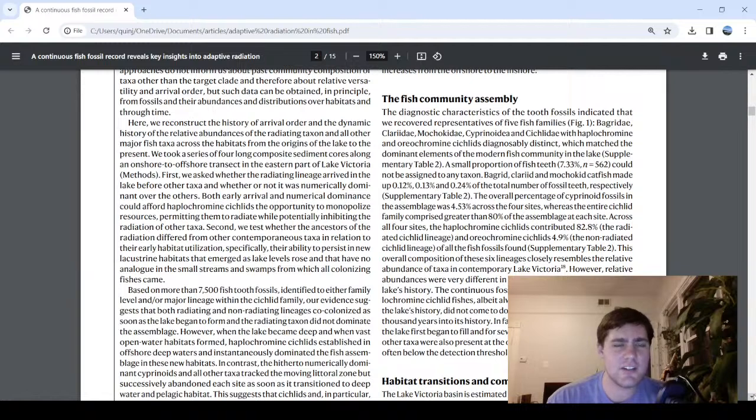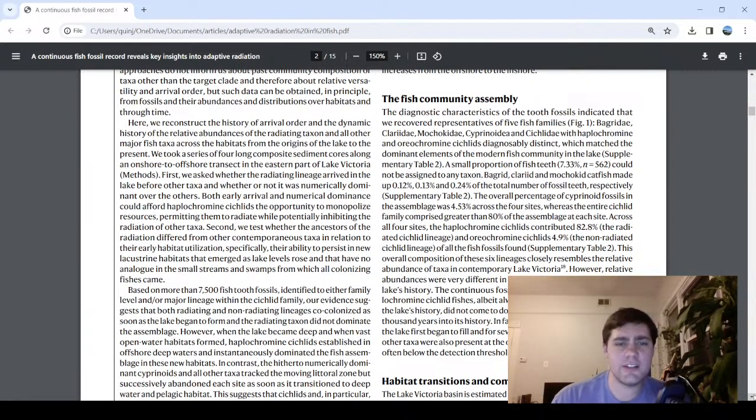We took a series of 4 long composite sediment cores along an onshore to offshore transect of the eastern part of Lake Victoria. First, we asked whether the radiating lineage arrived in the lake before other taxa and whether or not it was numerically dominant over the others. Both early arrival and numeric dominance could afford haplochromine cichlids the opportunity to monopolize resources, permitting them to radiate while potentially inhibiting the radiation of other taxa.